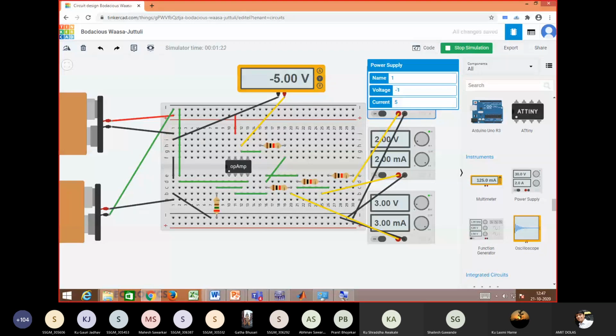Yes, I'll go for all negative values and check what happens. Minus 2. So what you see here, I have connected the power supply V1, V2, V3 all with minus signs, but it won't work here.